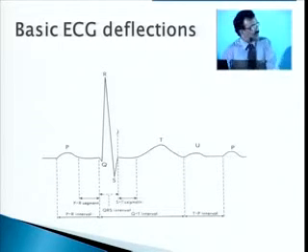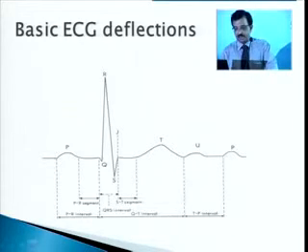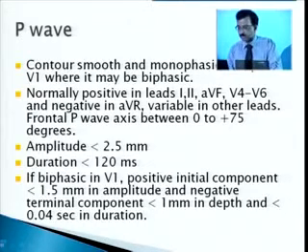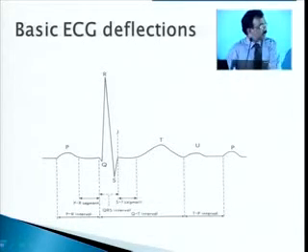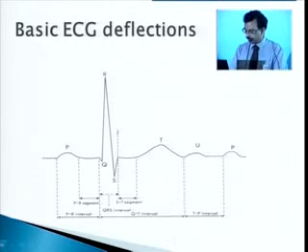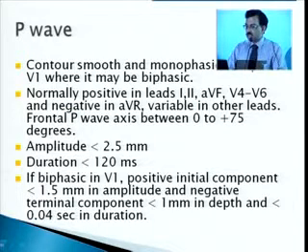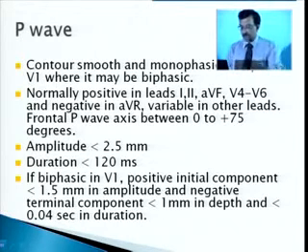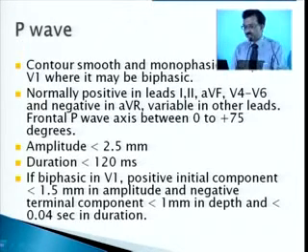So the basic deflections, as you know, Dr. Subramaniam has already discussed. This is the P, Q, R, S, T and U waves, and he has already told the importance of them. Now the contour of the P wave is smooth and monophasic, except in V1. Of course, we get positive P waves in leads I, II, aVF and V4 to V6, and negative P waves in aVR, which is common.